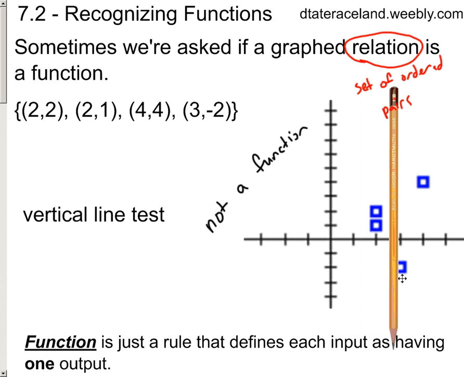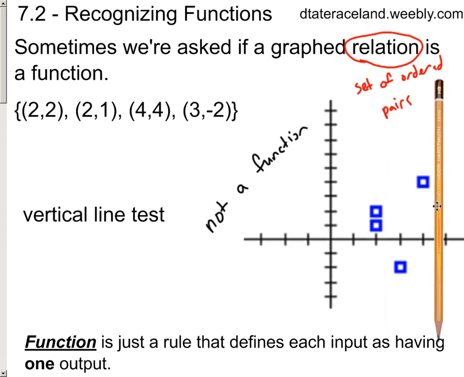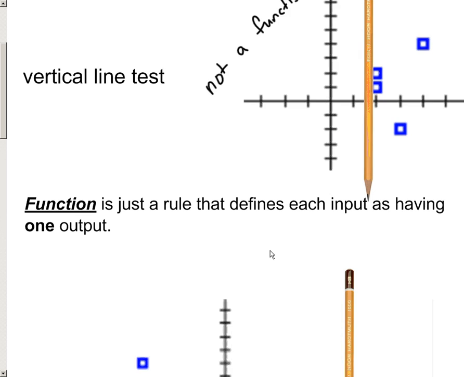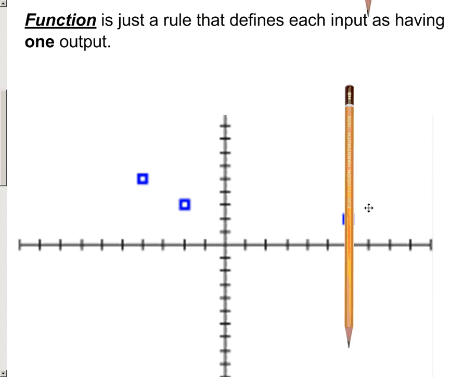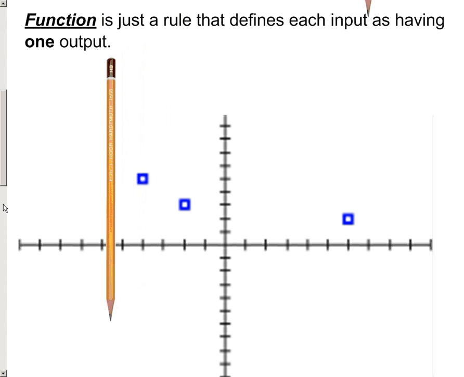Now over here, see where it's hitting 1 point? This part of the relation is fine. And over here where it's hitting this one all by itself, that's fine. But where it's hitting 2 at the same time, that's not fine. So that's how we use the vertical line test. And we'll talk about how that fits into this definition of what a function is on our next slide after we get through a couple more problems.